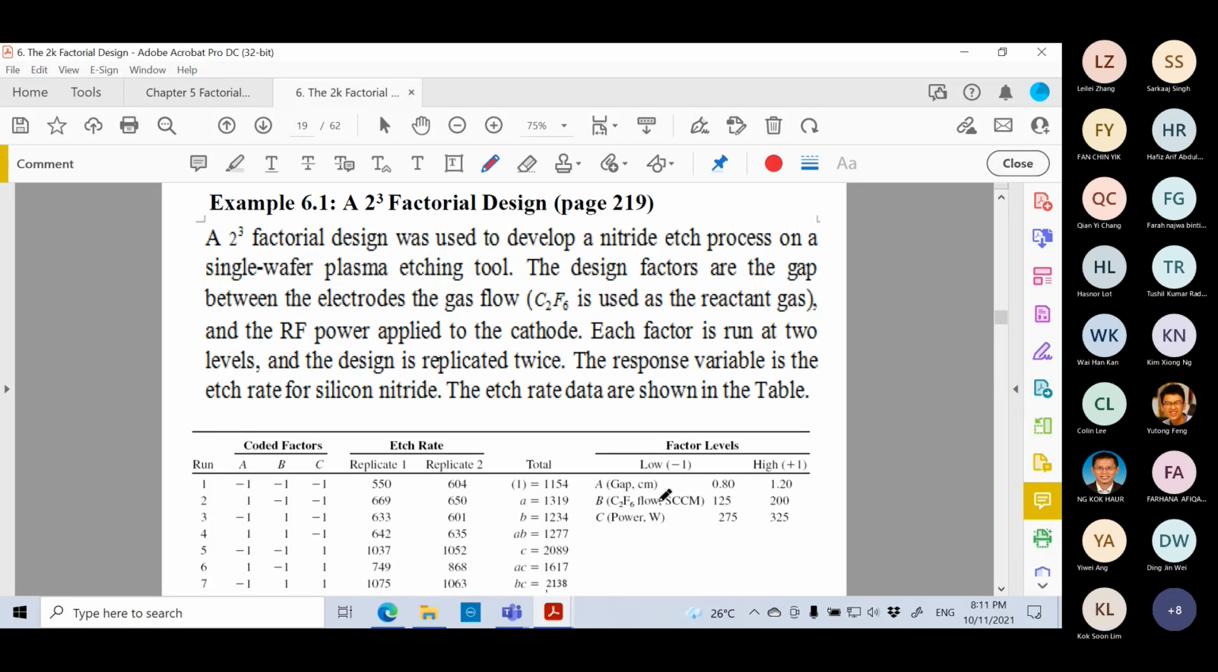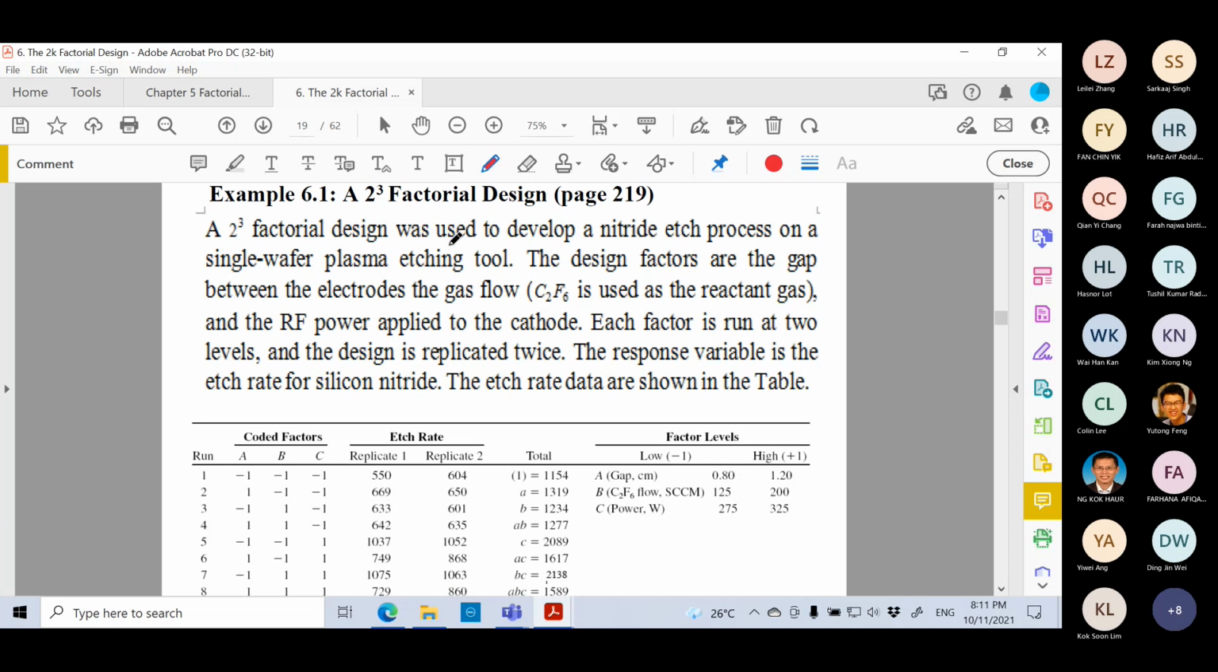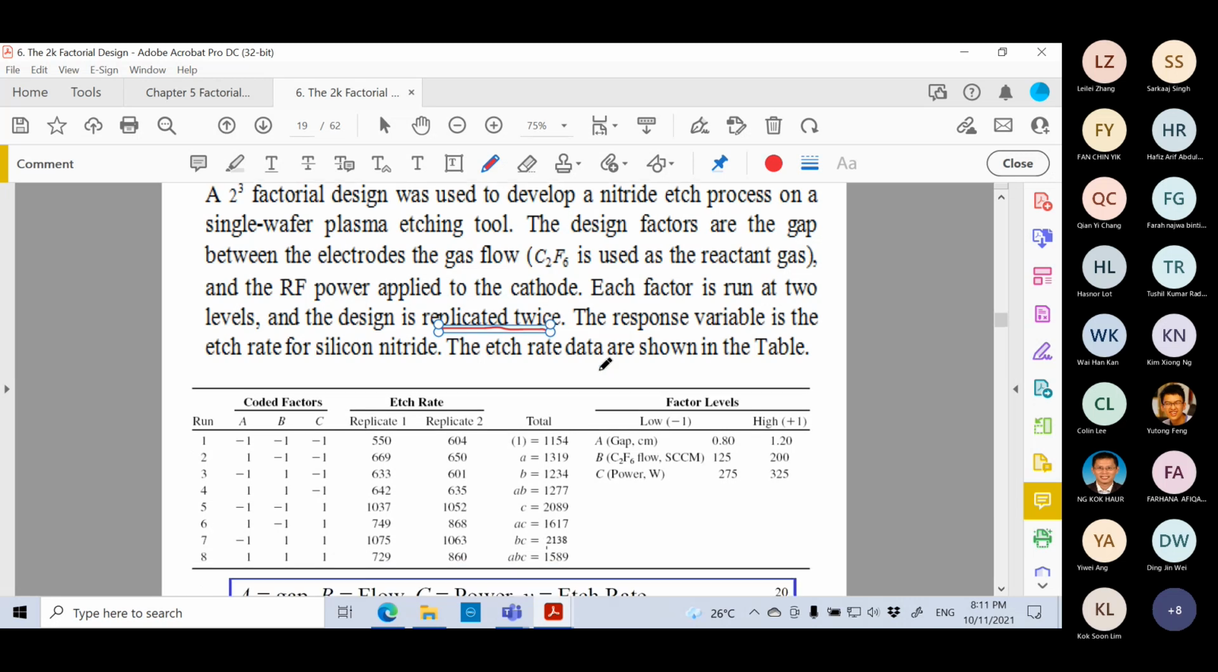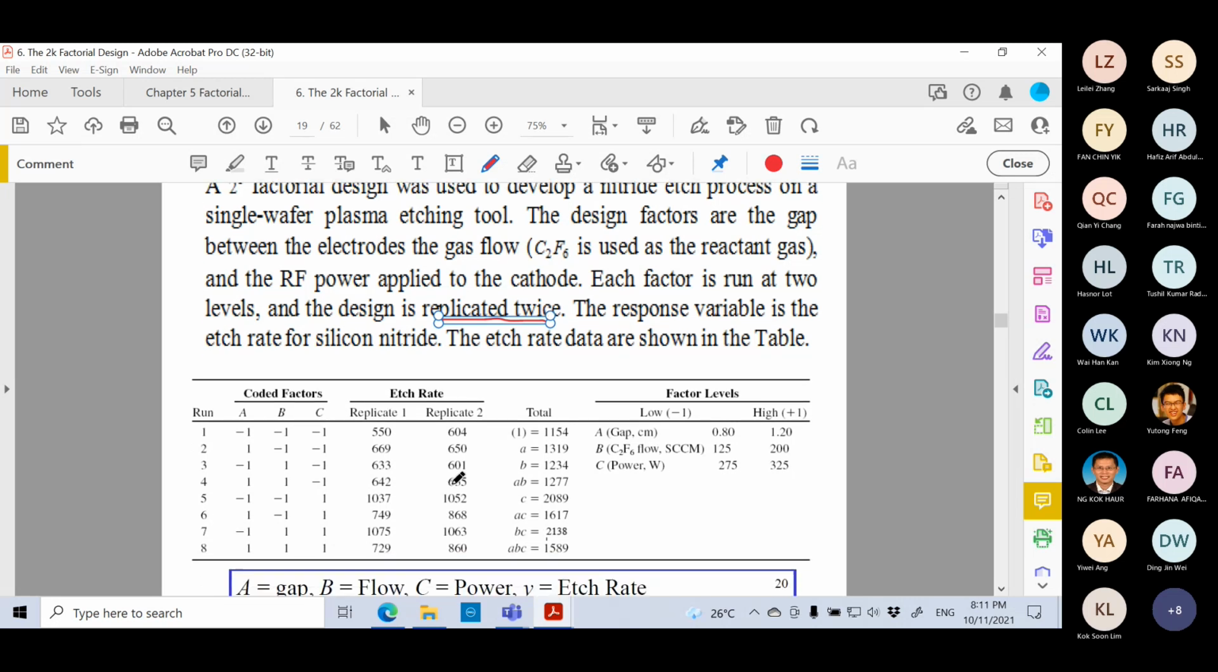Okay, so in this experiment, we want to study 3 factors at the same time. Every factor runs at 2 levels, and each run is repeated twice. Once you repeat it twice, here is the result. Here is the data set you have.